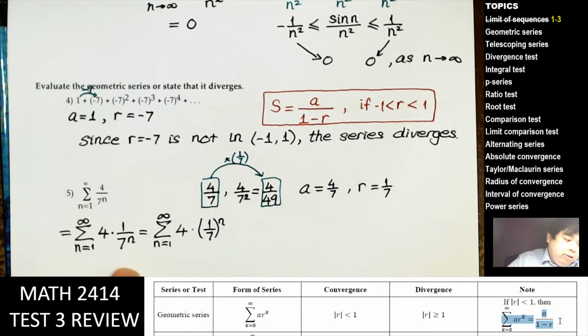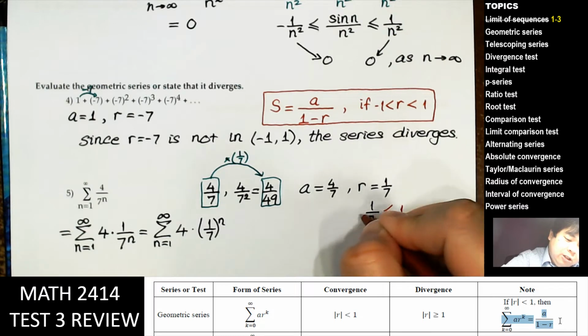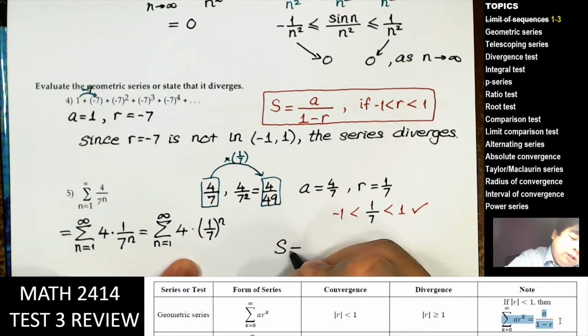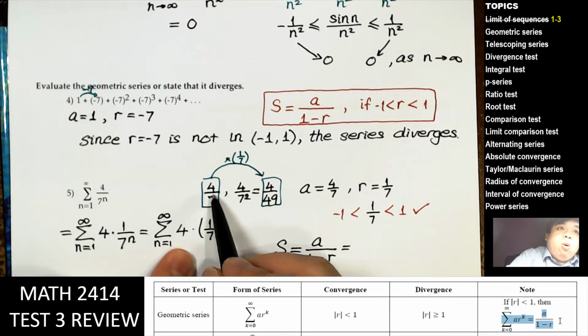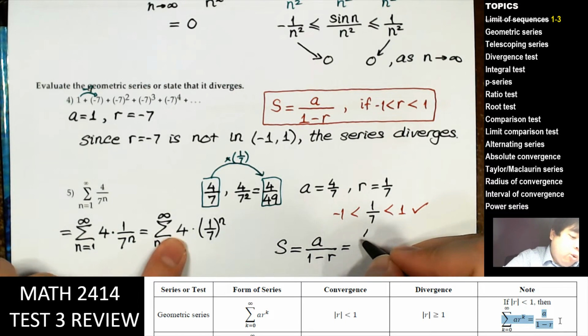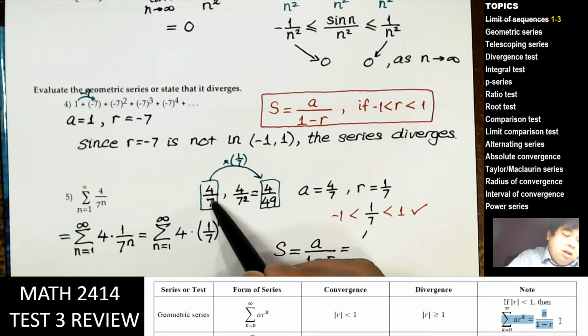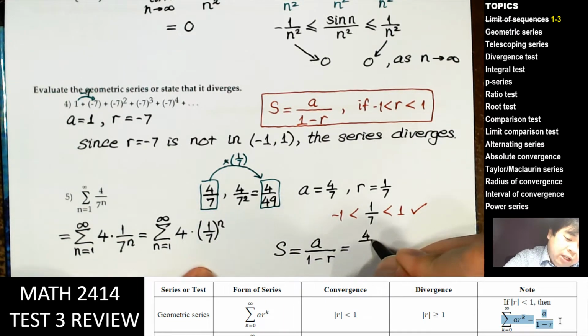Now r is 1/7 and 1/7 is between -1 and 1. So that condition is good. So the sum is equal to the first term over 1 minus r. The first term is 4/7. This is not 4. The first term is where we have the bottom limit. The bottom limit is substituted into the formula, and we have that term, which is 4/7. So 4/7 over 1 minus 1/7.